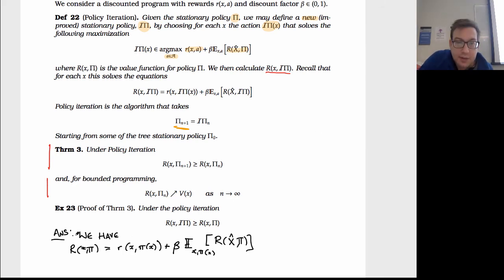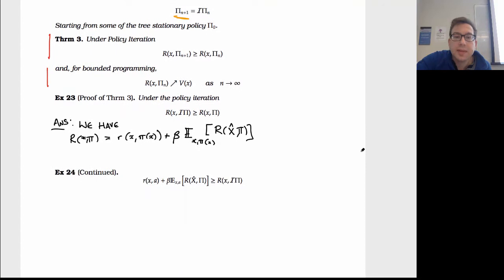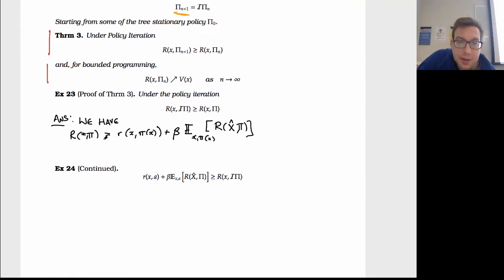So this statement here is 13 from the Markov chains exercises. Then, by definition, in the policy iteration, we take something that maximizes this expression. So we choose the action here. Rather than having pi of x here, we choose something that's better. Okay?